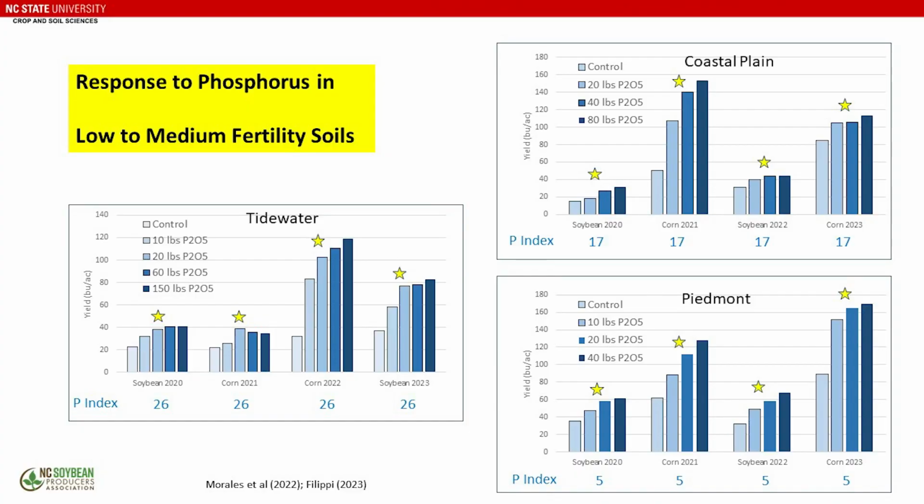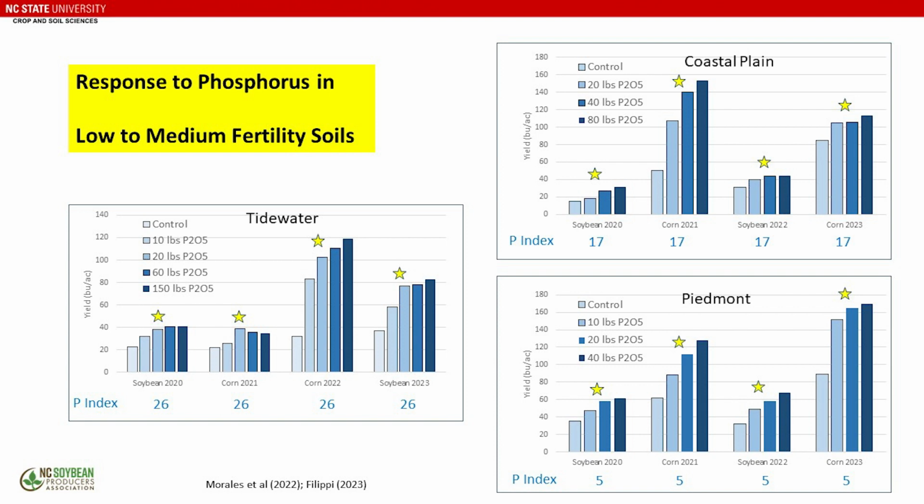Here I'm showing three different sites that we have worked on for multiple years. Some years here are soybean, some others are corn because of the rotation. I'm showing results from the Tidewater Research Station, where the index is very low, 26. We apply rates of phosphorus from 0 to 150 pounds every year, and this is the response we have. When I have a star here, it means we had a significant response to the fertilization. You can see we always have a response because we start with very low phosphorus.